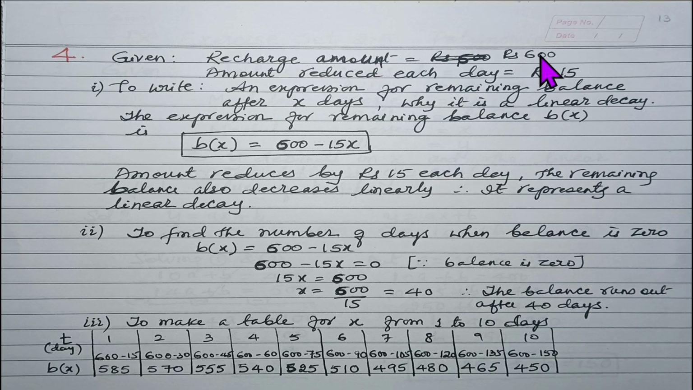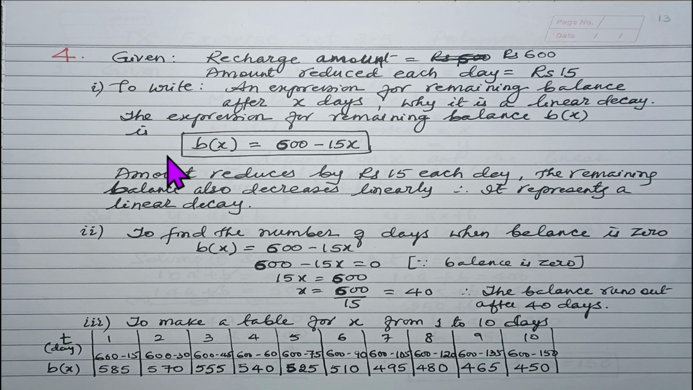Now coming to the next very important example, we have a recharge amount for a phone of rupees 600 initially. Amount reduced each day is rupees 15. So the initial recharge amount is 600. Every day 15 rupees get reduced from it, and an expression for the remaining balance after x days has to be found out. That is, the linear expression has to be established, and also the expression for the remaining balance b of x. Okay, let us understand this.